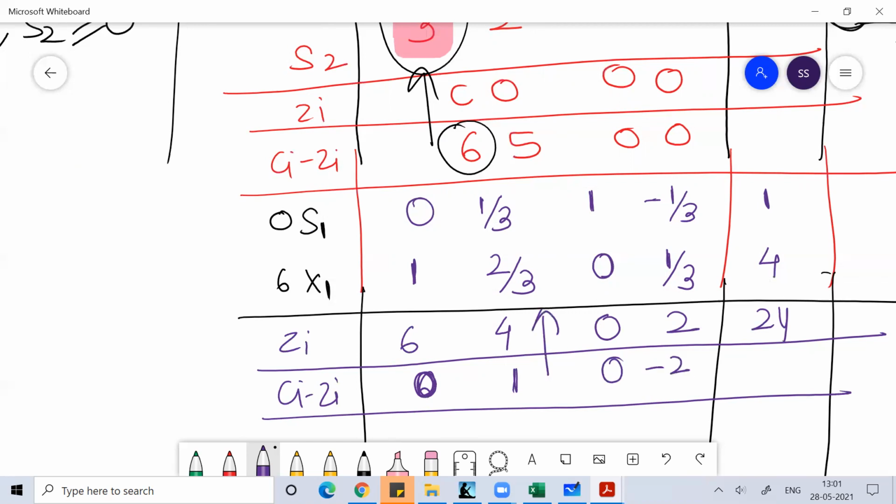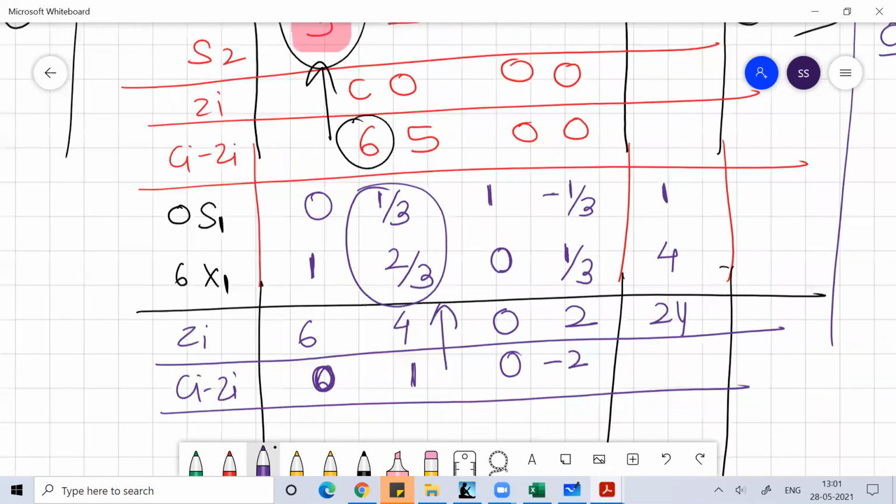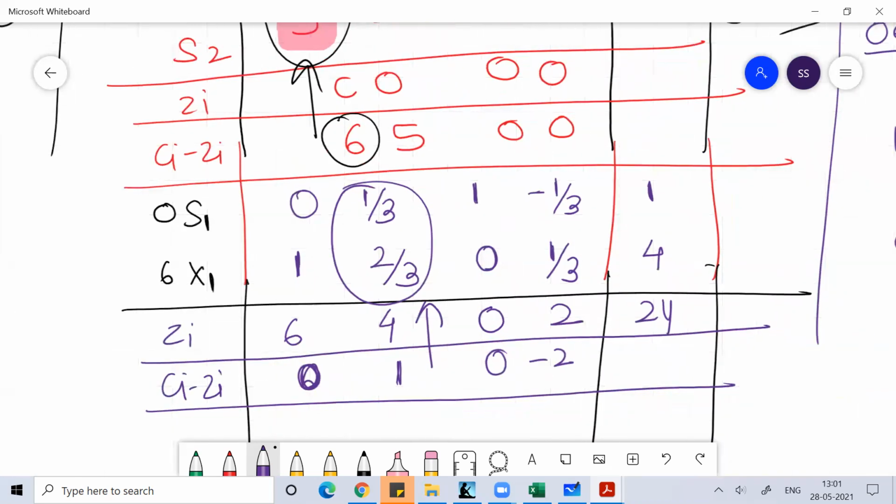It means this will enter into the solution, so x2 will enter the solution. What will it replace? For that, 1 divided by 1 by 3 is 3, and 4 divided by 2 by 3 is 6. So it will replace S1. So x2 will replace S1.